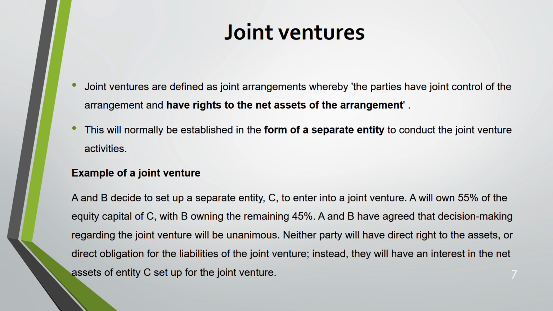Example of a joint venture. Same example, but here A and B have set up a separate entity C. A owns 55% of the capital of C, B owns the remaining 45%. The decision making is joint and all those things are there. But neither party has direct access rights to the assets nor direct obligation for the liabilities. Instead, they have an interest in the net asset of entity C. So you see, it's a joint venture.